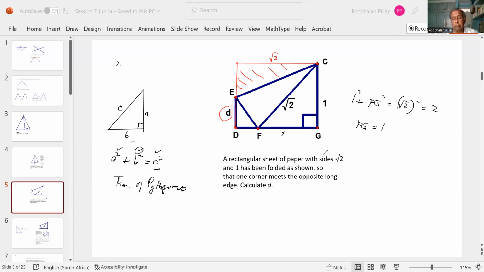Okay, now the moment you get FG equal to 1, you see this right angle triangle becomes an isosceles triangle, because this side equals 1 and this side is equal to 1. So two sides of this triangle are equal. What does it mean? It means that these two angles are actually equal. The angles opposite the equal sides are equal.